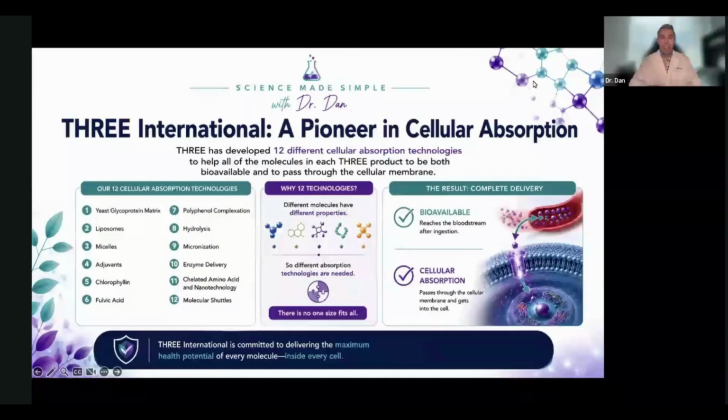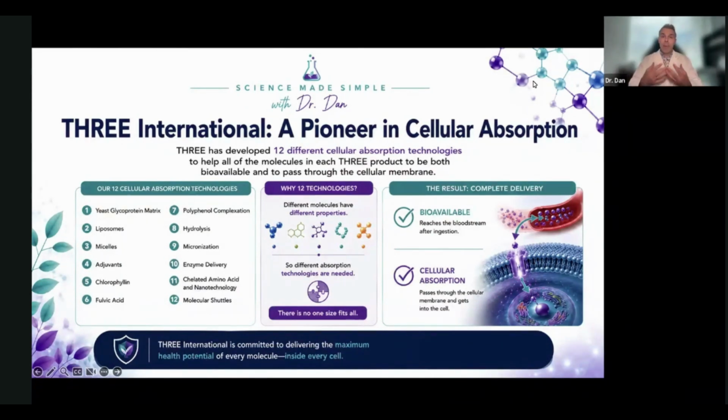So this is what we need to do. Here at 3 International, our company is 3 years old. And one of the things that we wanted to do when we started this company, one of the pillars was absorption, because we noticed that there is this problem that these beautiful, powerful health promoting molecules just aren't absorbed very well in the cell.